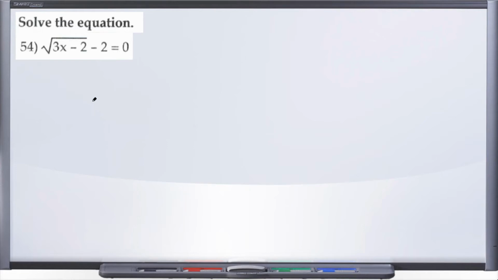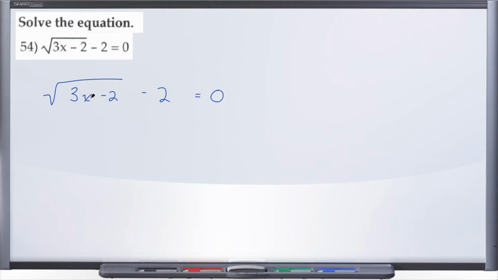And as we look at 54 here, we are still solving the equation, and we've been given radical 3x minus 2 equals 0. And again, when they say solve the equation, they want us to tell them what x has to be in order to make this equation true.